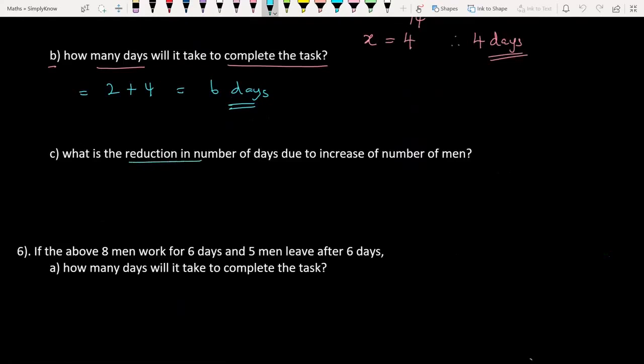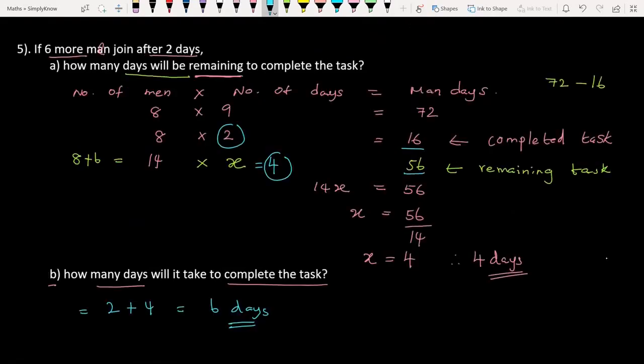There is one more part from this question. What is the reduction in number of days due to increase of number of men? We know that 8 men take 9 days to complete this task. But in this case, 6 more men are joined after 2 days. So the number of men becomes 14 men. Therefore, the number of men are increased now. So definitely there should be a reduction in total number of days to complete the task.